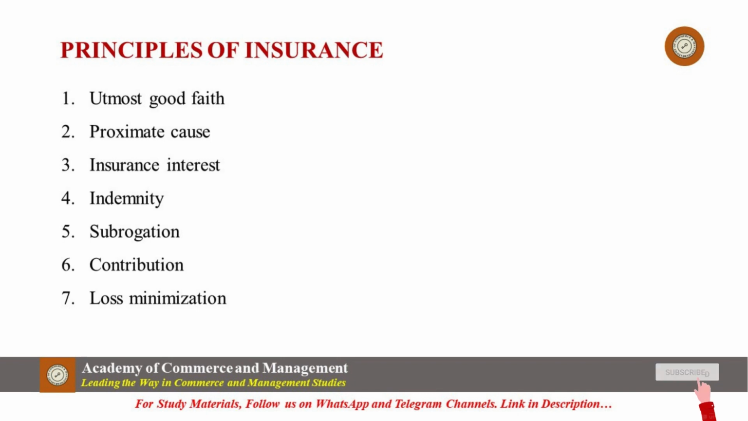In order to claim the insurance amount, the insured should be the owner of the property both at the time of entering into the contract and at the time of any loss taking place to it.